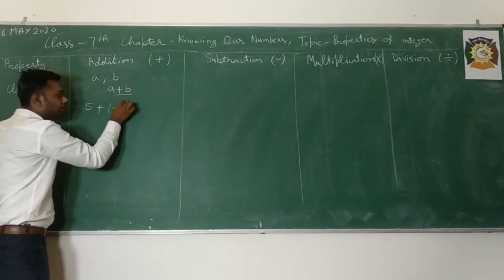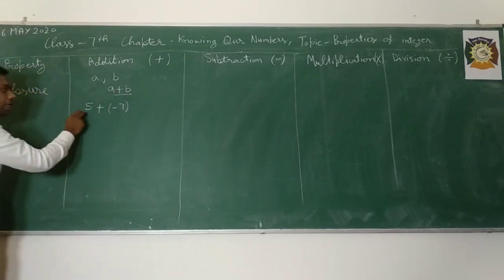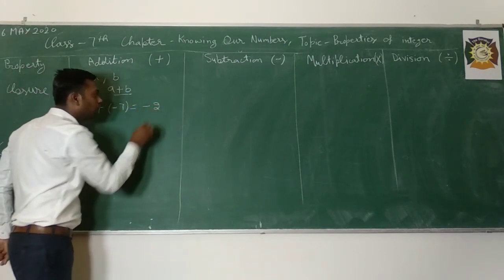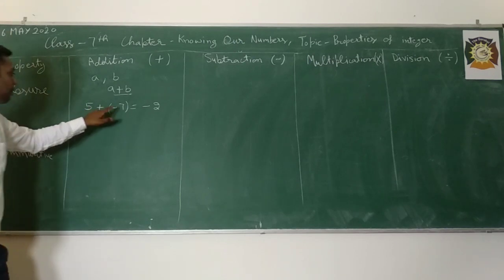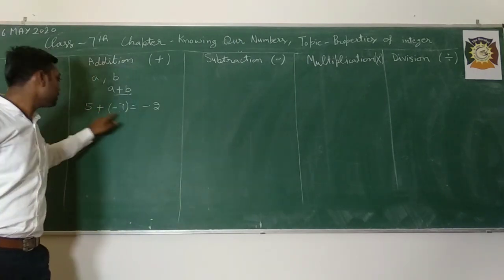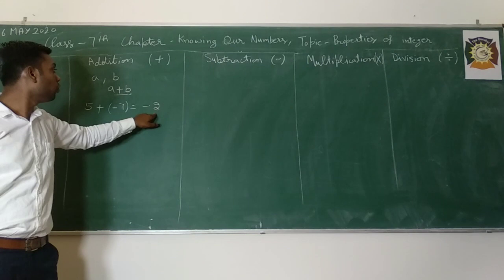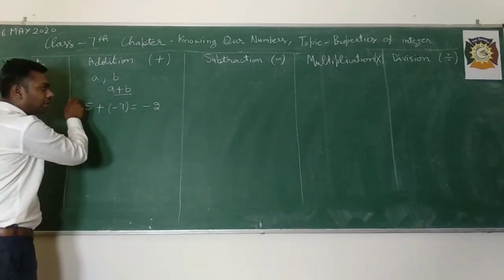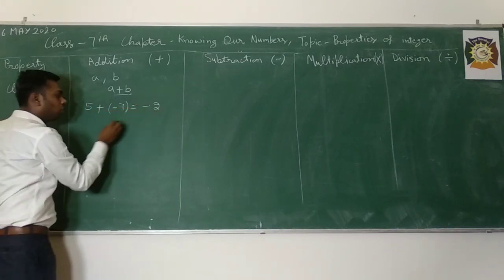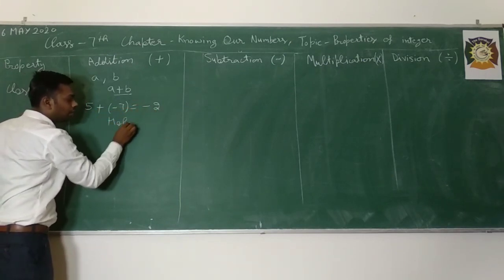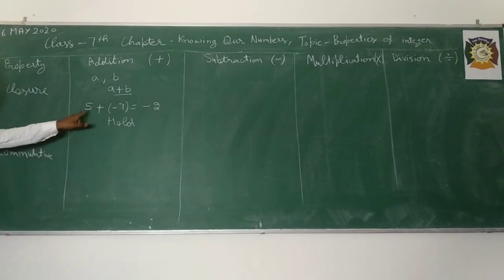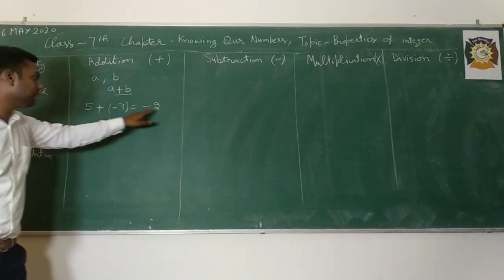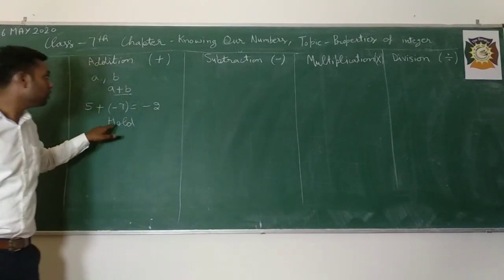It may be minus 7. Then we add 5 plus minus 7, and we get minus 2. 5 is an integer, minus 7 is also an integer. After addition, we get minus 2, that is also an integer. So we say that the closure property holds in addition. We take two integers, then we add them. If we get an integer, then we say that the closure property holds.